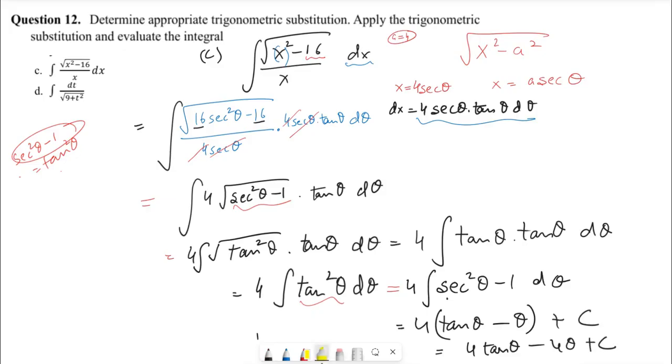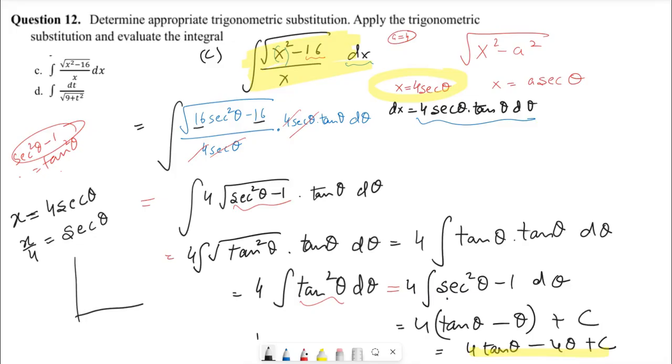But when we started, the question was in terms of x, so your answer should be in terms of x. Let's figure that out. Where did we start from? We said x is equal to 4 secant theta, right? That means x by 4 is secant theta. If I draw a right angle triangle, secant theta is x by 4, therefore cosine theta is 4 by x. So this side is 4 and the hypotenuse is x. Using the Pythagorean theorem, the other side is the square root of x squared minus 16.